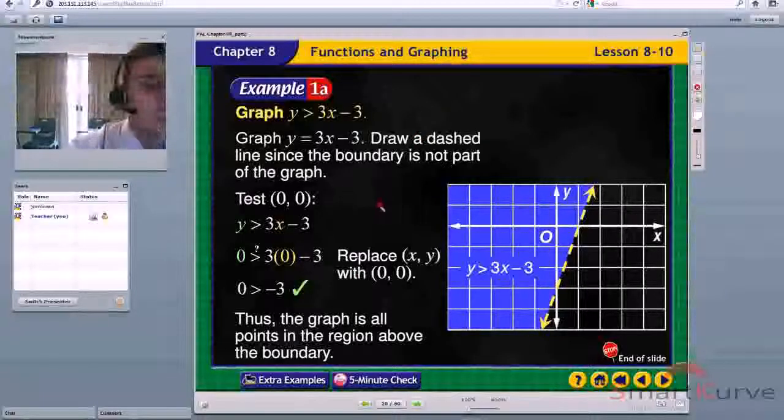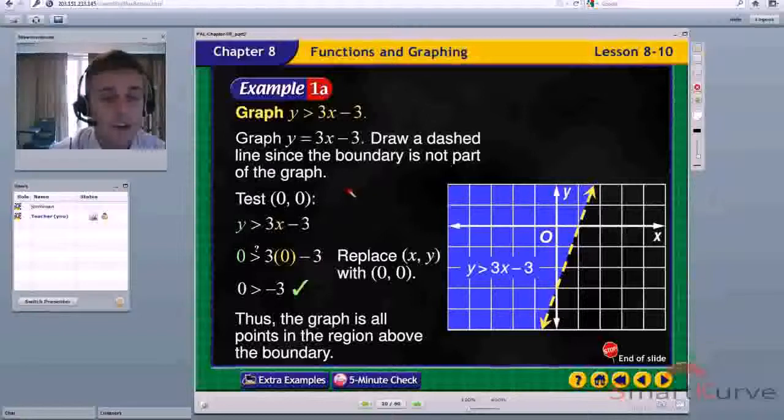Functions and graphing, lesson 8-10. Graph y is greater than 3x minus 3. Well, graph y equals 3x minus 3. Draw a dashed line since the boundary is not part of the graph.